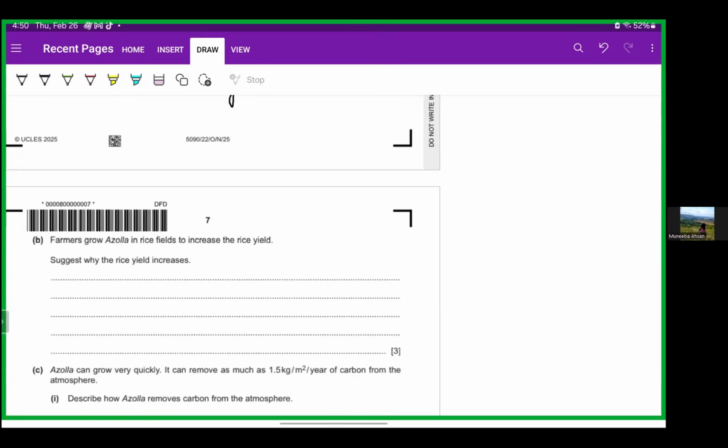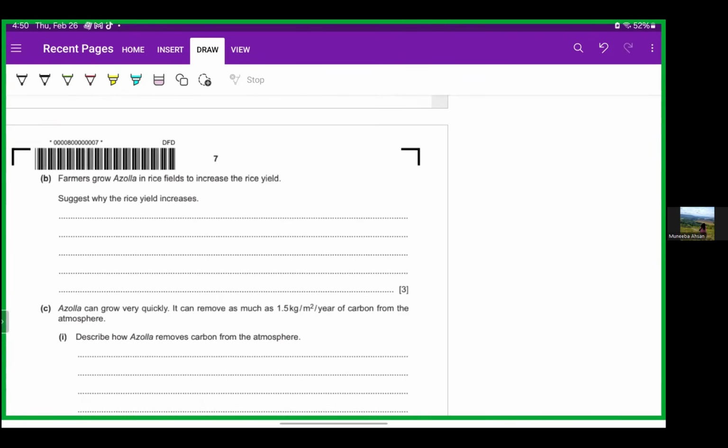Okay, now let's move on to the next part. Farmers grow azolla in rice fields to increase the rice yield. Suggest why the rice yield increases. So you know that azolla contains nitrogen fixing bacteria. So when the nitrogen fixing bacteria are grown with the rice, what will happen? There will be the production of nitrates. And when the nitrates are produced, they will enter the water and the soil, and the rice will absorb the nutrients, the nitrates. Then what do nitrates help with? It helps us with making amino acids. And when the amino acids are produced, there will be more proteins and hence the growth or the yield of the crop will increase.